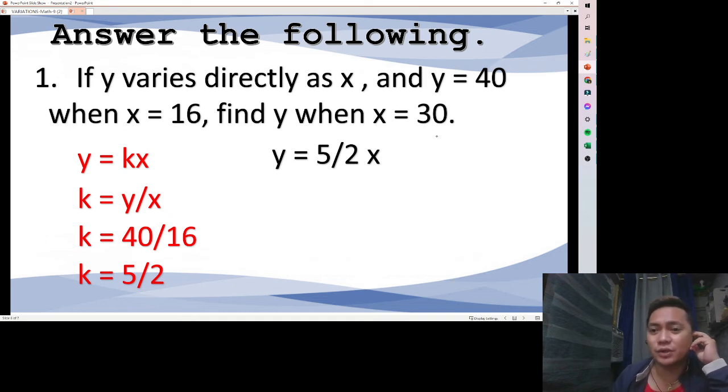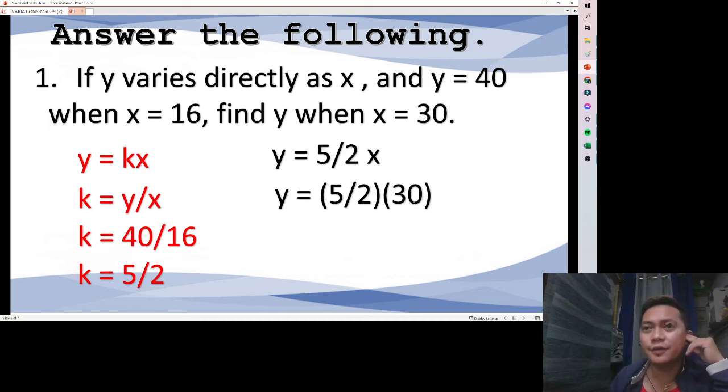What if your x is equal to 30? Now, makikita natin the changes is here. So, substitute mo yung x sa 30, and then makukuha natin yung y. Be careful kasi minsan si y ang nawawala, minsan naman si x. Next, substitute y is equal to 5 over 2 times 30. To multiply 5 times 30, that is equal to 150 divided by 2, that is equal to 75. Kapag pala ang x ko is 30, magiging y ko is 75.